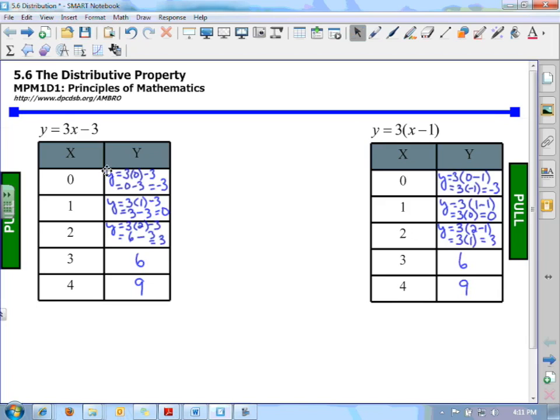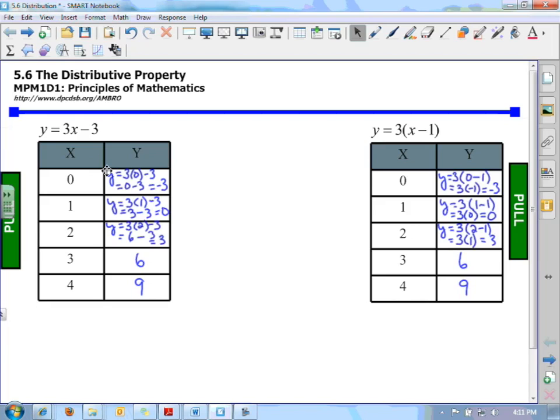So question 2 says, what do you notice about the tables compared? Well, the similarity is that all the x and y values are equal. What's different is that the equations look different.